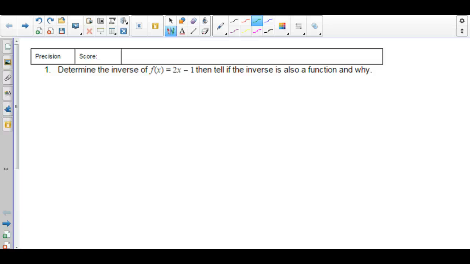Hello, I'm going to review Chapter 16, Sections 16.3 and 4. So what we're going to do first is determine the inverse of this function. There are a few steps that we took.